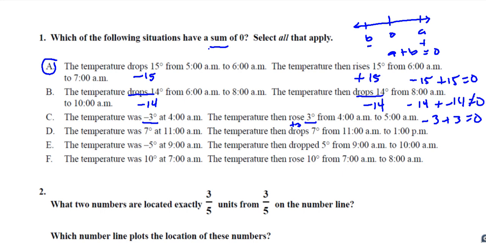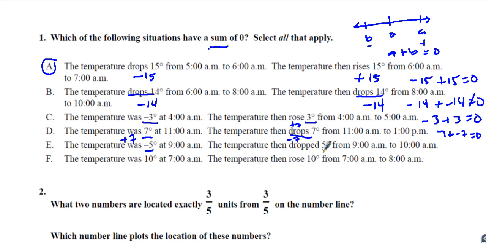The temperature was 7 degrees at 11 a.m. The temperature then drops 7 degrees. So if we started at 7 degrees, that's positive 7. The temperature then drops 7 degrees, so that's negative 7. And so that's 7 plus negative 7. That will be 0.